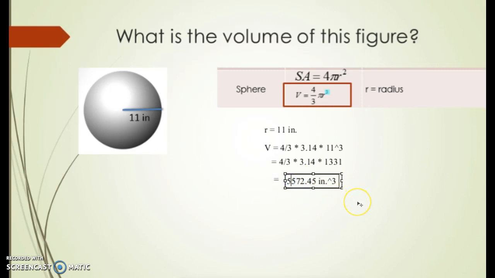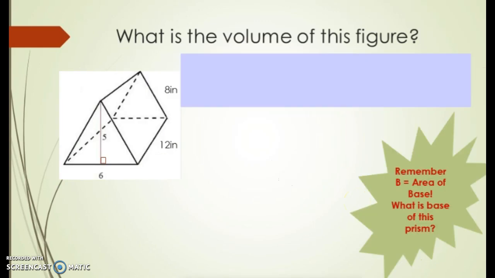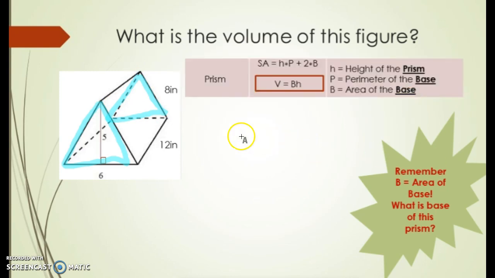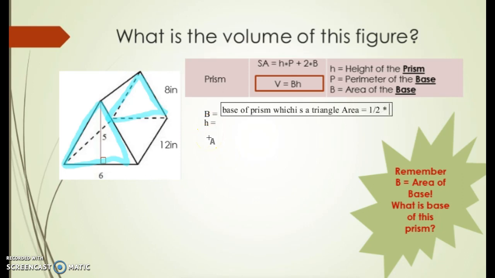All right, and then the last one was another prism. Okay, but in this case, instead of my base being a rectangle, my base is a triangle. Okay, so that's the difference here, and they want the volume. So the volume, we just need B and H. So the key here is that B represents the base of the prism, which is a triangle. So you get your formula for the area of a triangle is 1/2 times base times height.